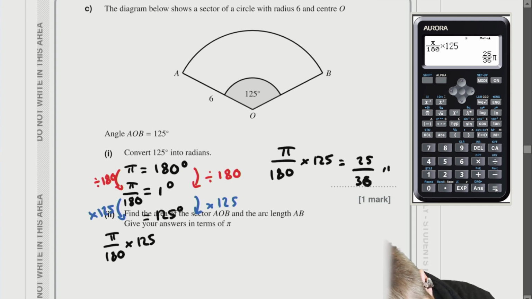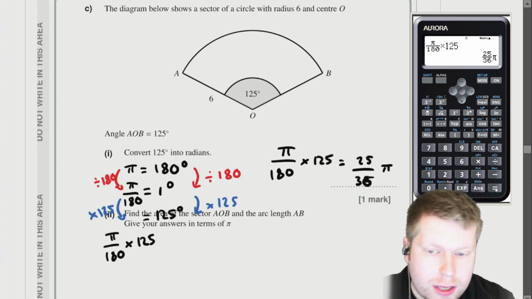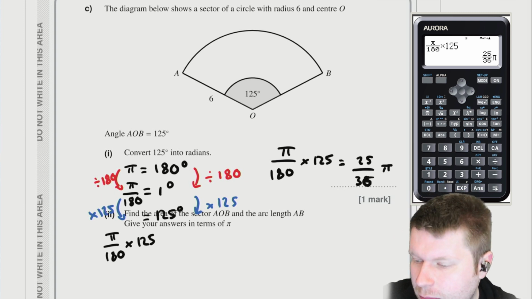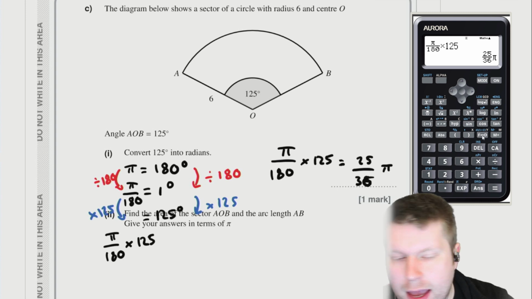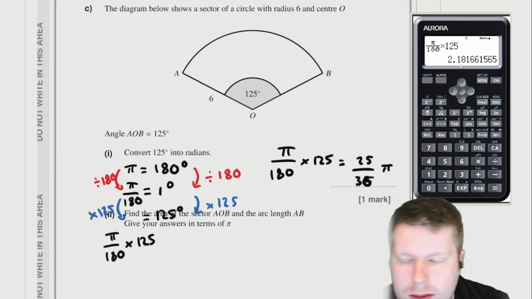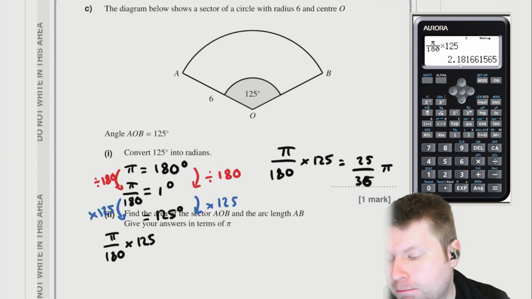Now, if your answer needed to be left as a decimal, so it doesn't specify here that you wanted to leave it as a fraction. If you wanted to leave it as a decimal, again, you could use this button here, the F to D on my calculator, probably S to D on your calculator, and you'll get it as 2.18. Okay, so either one was absolutely fine there.